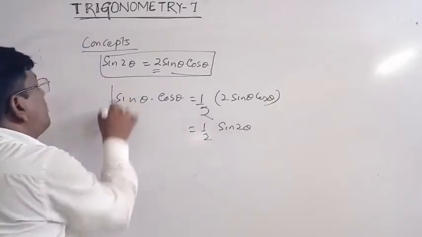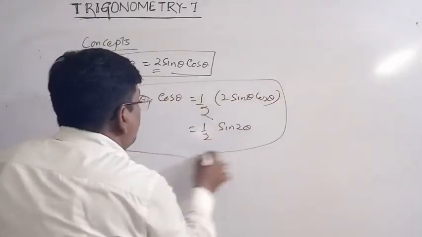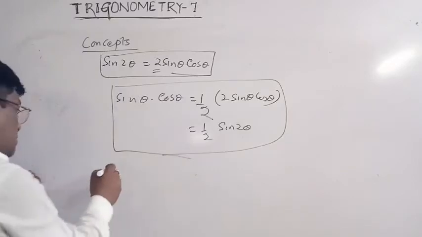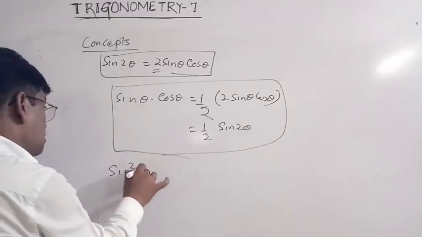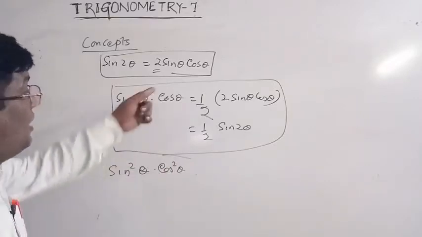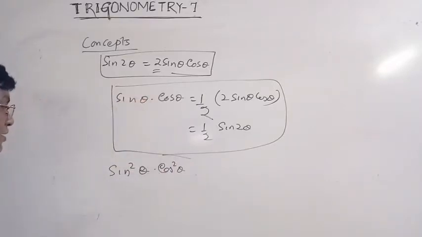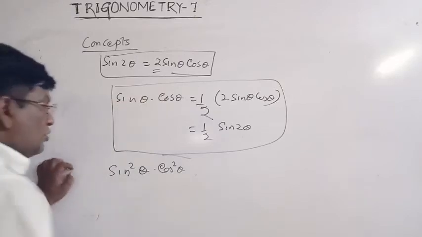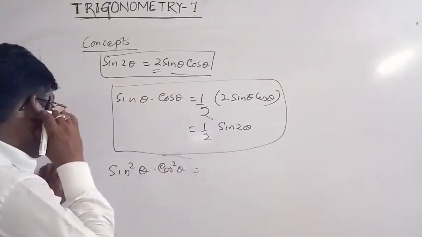Okay. Suppose it is given in square form: sin square theta into cos square theta. But here you have to write it in the form of sin 2 theta. What is required here? So you require here 2, that is what?